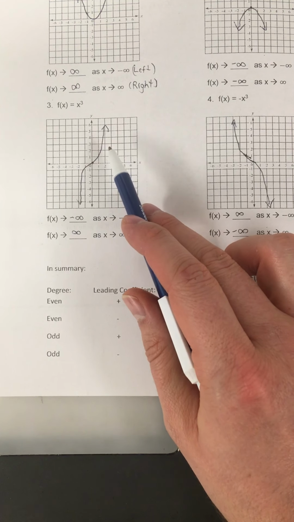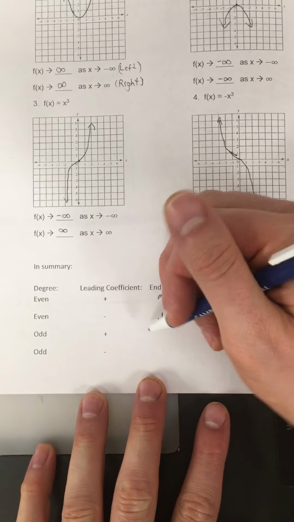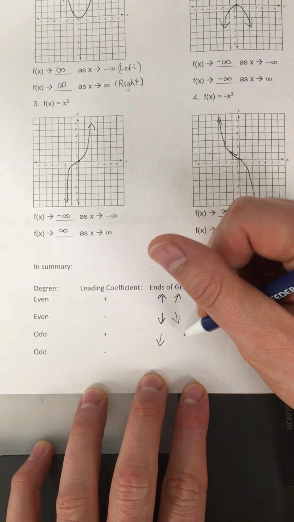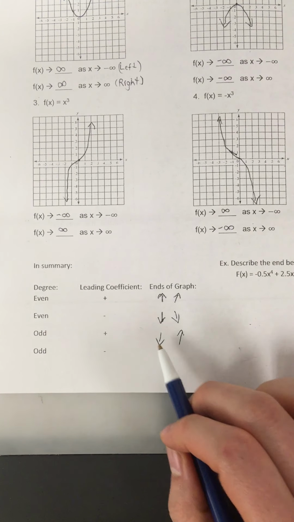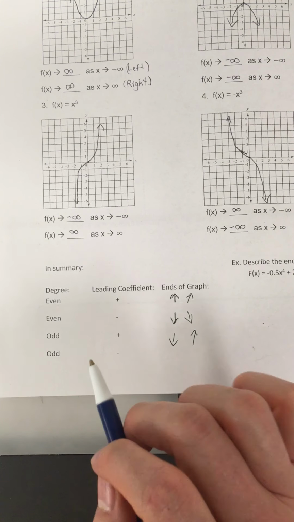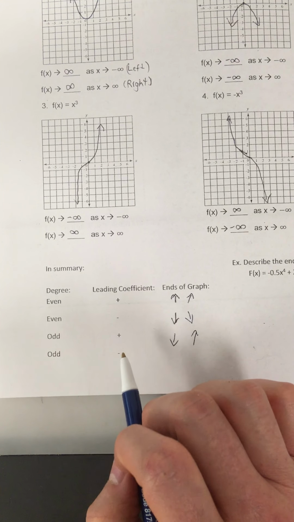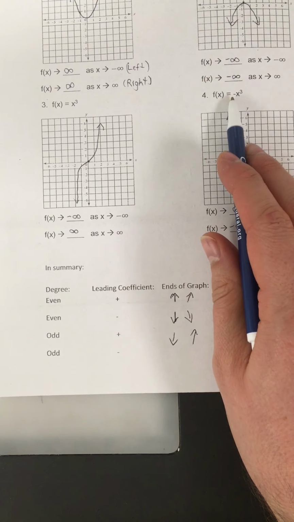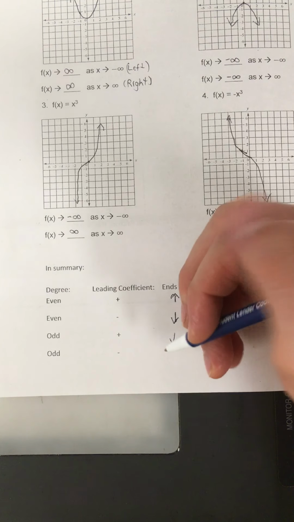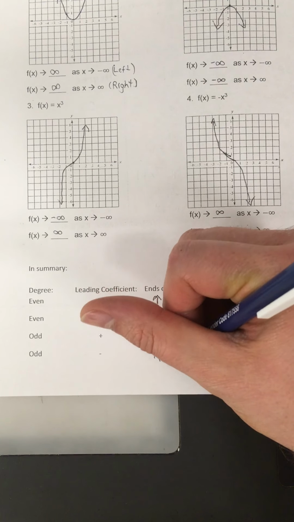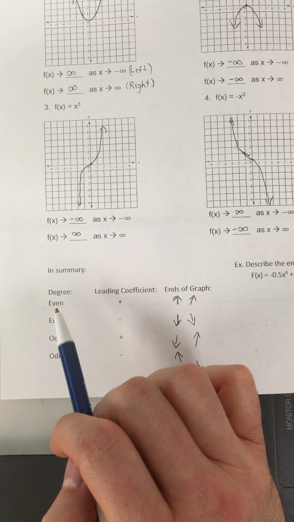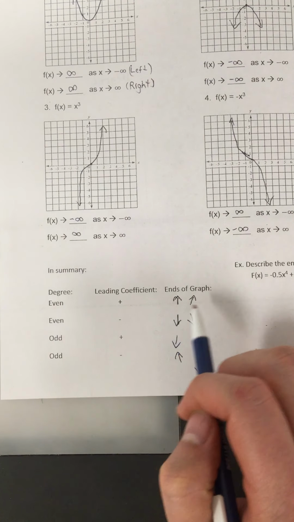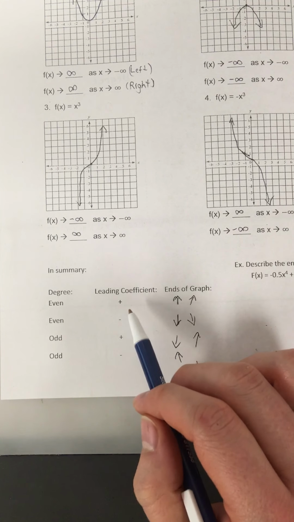Are they going the same way? Nope. It's going to start down at the bottom, and it's going to end up at the top. There might be some crazy little squiggles in between them, but that's what the ends of the graph are going to look like. And then if you have an odd exponent with a negative leading coefficient, a negative in the front, it's going to be the exact opposite of that. It's going to start at the top, end at the bottom. If you can remember these four things, even exponents, just like x squared, it's either both going up or both going down, whether it's positive or negative.